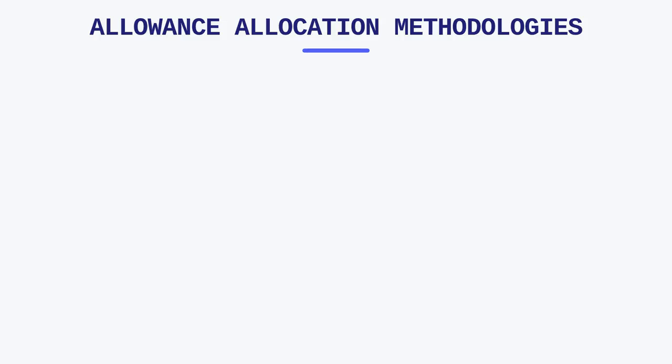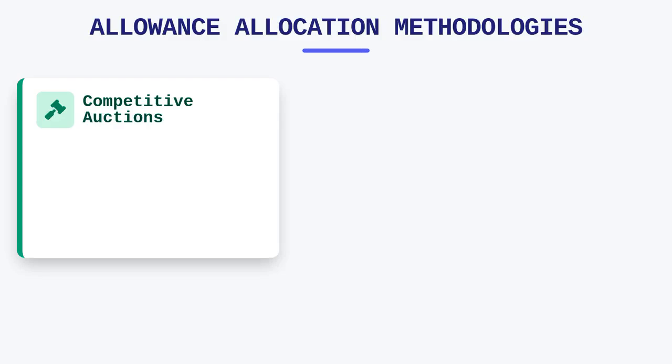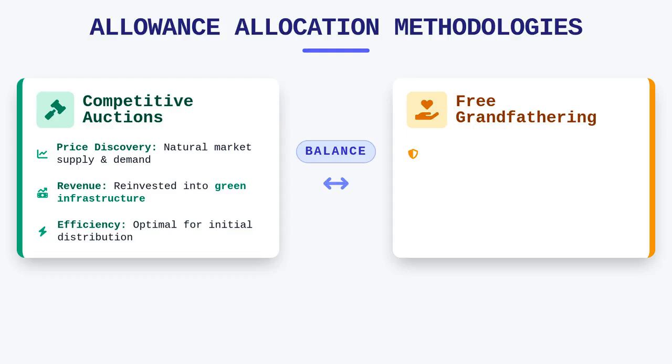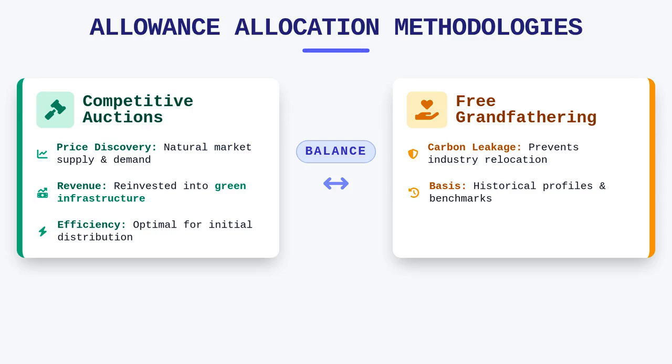Allowance allocation methodologies often represent a delicate balance between fiscal policy and political pragmatism, typically split between auctions and free grandfathering. Auctions serve as the most efficient method for initial distribution, as they ensure price discovery occurs naturally based on market supply and demand, while generating government revenue that can be reinvested into green infrastructure. Conversely, free allocation, often termed grandfathering, is frequently used to mitigate the risk of carbon leakage, where firms might otherwise relocate production to jurisdictions with less stringent environmental regulations.